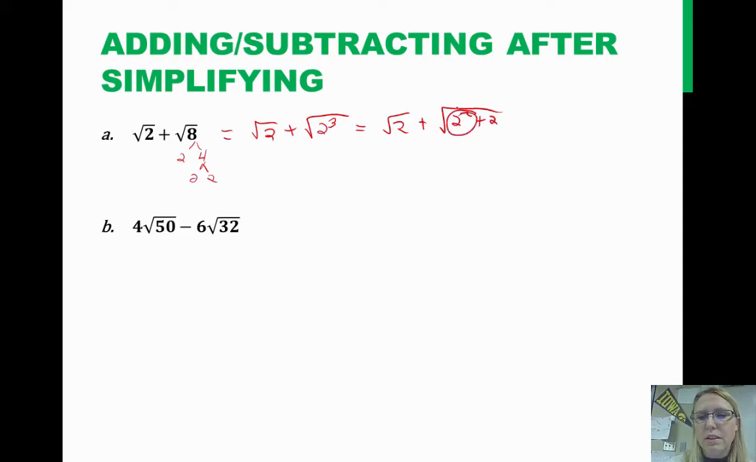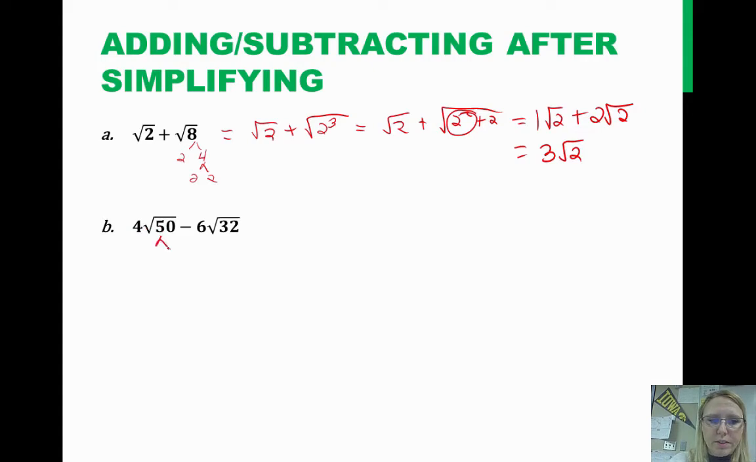And now this can be brought outside of the square root bracket. So now we have square root of 2 plus 2 square roots of 2. They are the same, so now I can add them together. So this is like saying 1 square root of 2 and 2 square roots of 2, so I have 3 total square roots of 2.